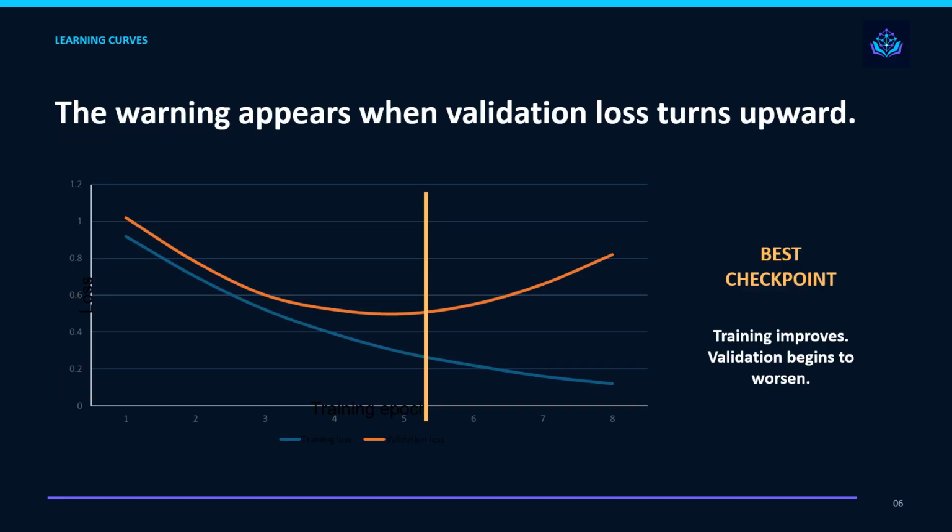Here is the warning sign. Training loss keeps falling, while validation loss falls at first and then rises. When those curves separate, the model is improving at practice but getting worse at the real test.